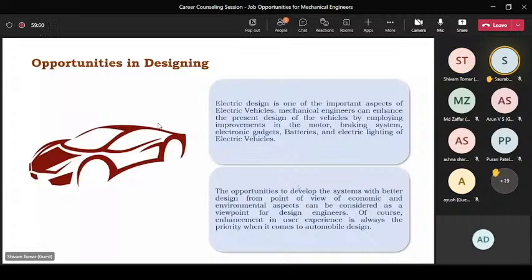So if you want to make your career as a design engineer, then definitely companies are waiting, or industry is waiting for you. Okay, if you want to make a career in design.